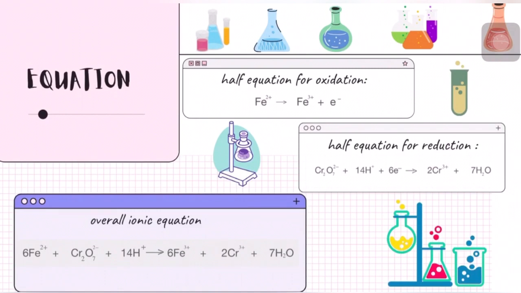So next is the equation. First, the half equation for oxidation, which is Fe2+ produces Fe3+ plus e-. And the half equation for reduction, Cr2O7 2- plus 14H+ plus 6e- produces 2Cr3+ plus 7H2O. For the overall ionic equation, we will get 6Fe2+ plus Cr2O7 2- plus 14H+ produces 6Fe3+ plus 2Cr3+ and 7H2O.